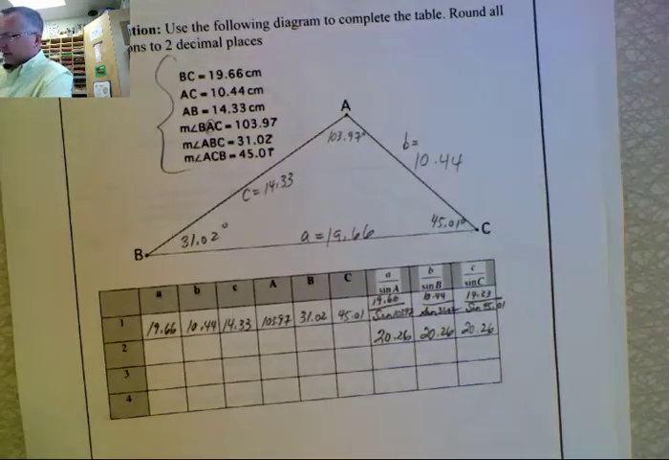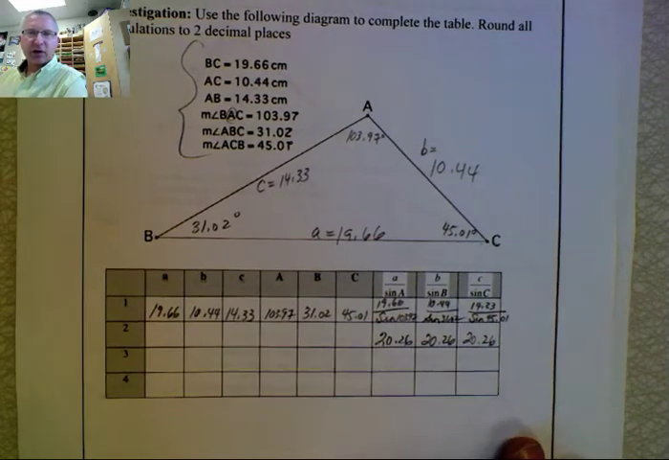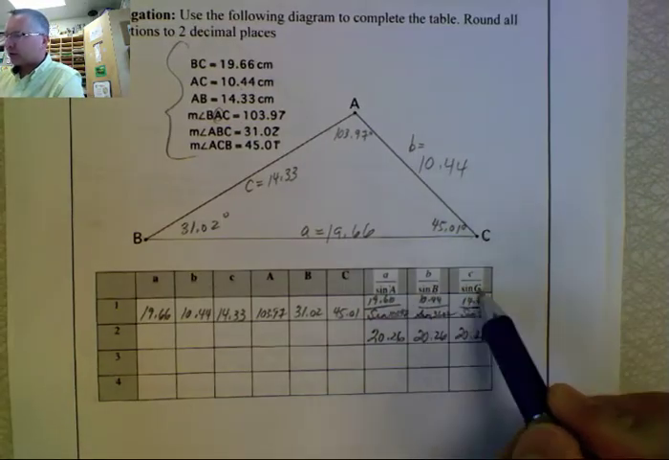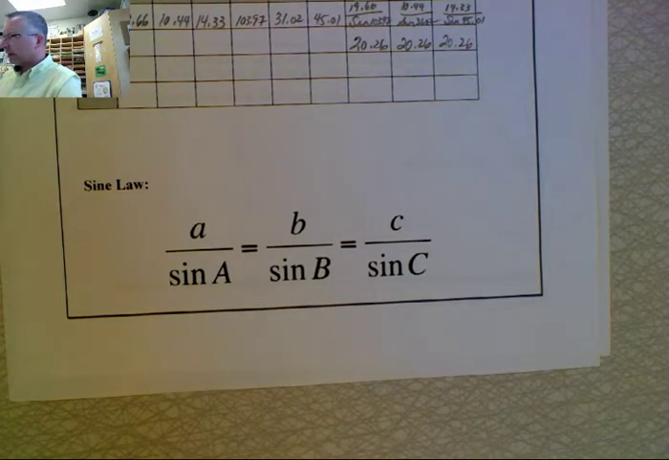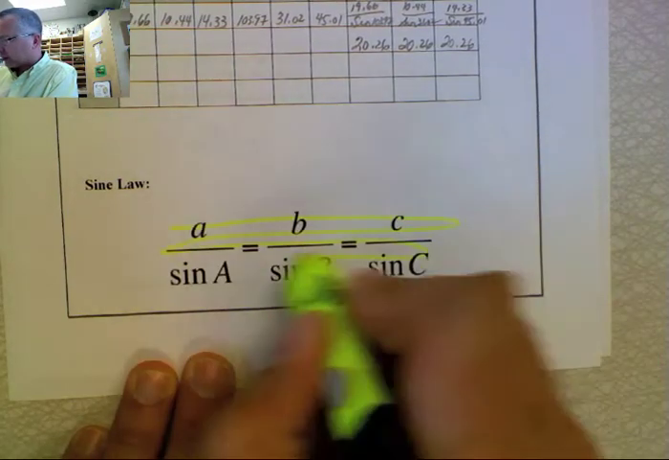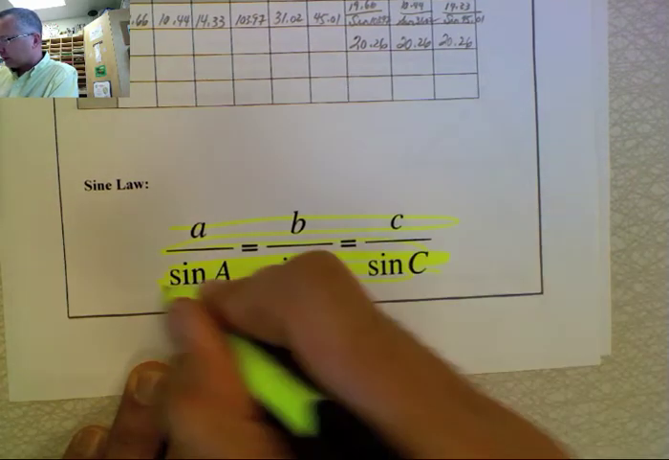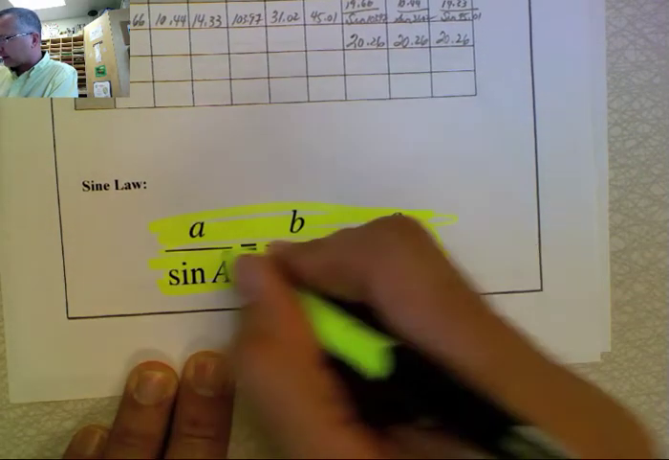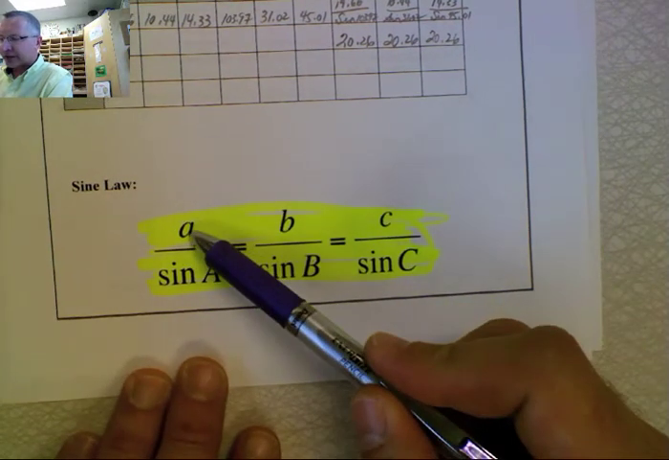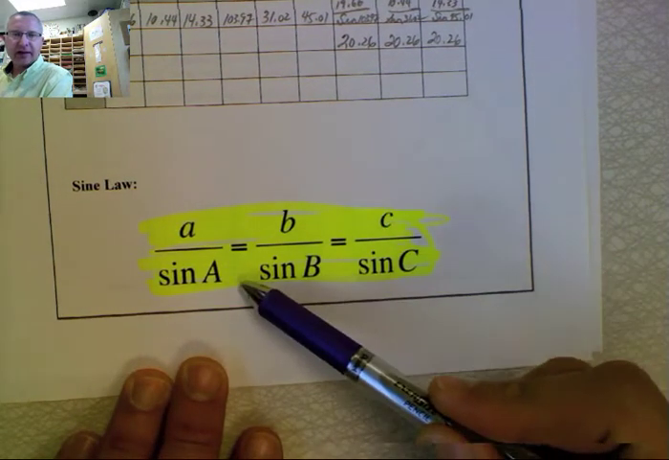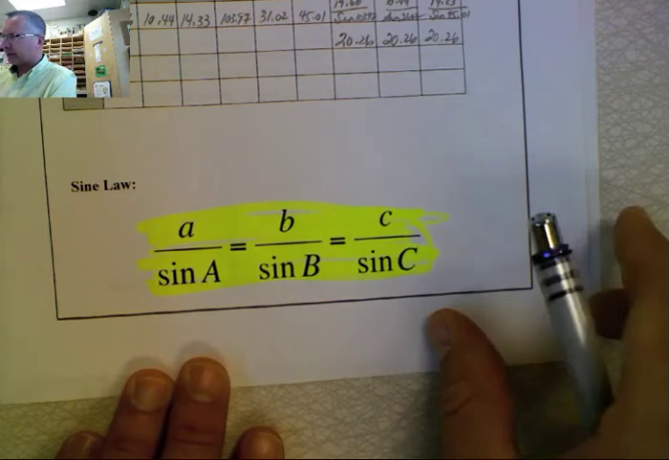So what we notice about a non-right triangle is that these ratios are all equal. We have discovered the sine law, and that law is on the second page of your workbook. If I was you, I would find where the sine law is, and I would highlight it. It's one of those formulas you need to be able to use. You do not have to memorize it. We're going to give you that formula, but you need to know how to use it. What you need to realize is the lowercase letters are sides and the uppercase letters are angles.